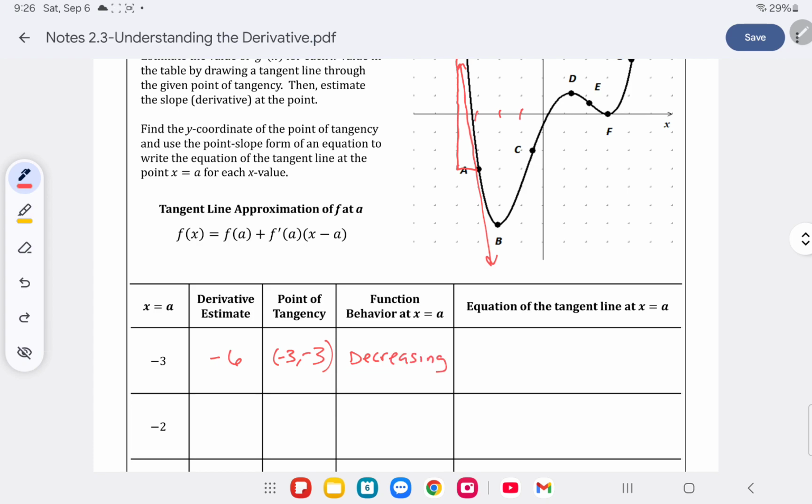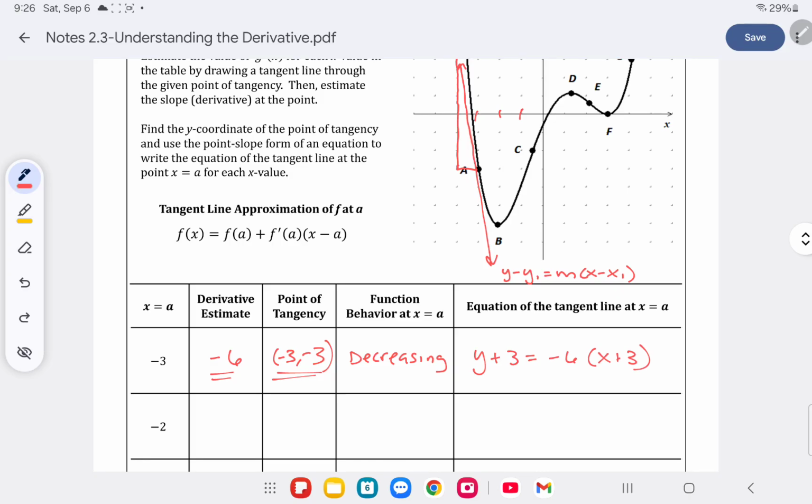And then writing the equation of a line. So this is where we're just using that information and plugging it into point slope form. So if I were going to write an equation of that line, now I know the slope, I know the point. My equation would be y plus 3 equals -6 times x plus 3.